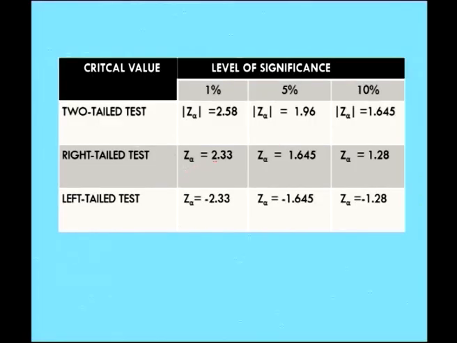So, Z alpha is equal to 2.33. Here the modulus is not required because Z alpha is positive on the right side. So, Z alpha is equal to 2.33, and Z alpha is equal to 1.645, which is got from the 10% of two tail test, and Z alpha is equal to 1.28 at 10%. So, for left tail test all Z values will be negative, therefore, Z alpha is minus 2.33 and Z alpha here is minus 1.645 for 5% and Z alpha at 10% is minus 1.28.